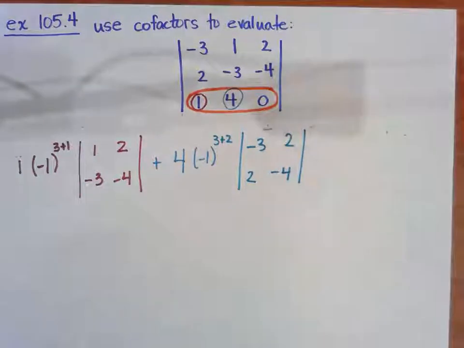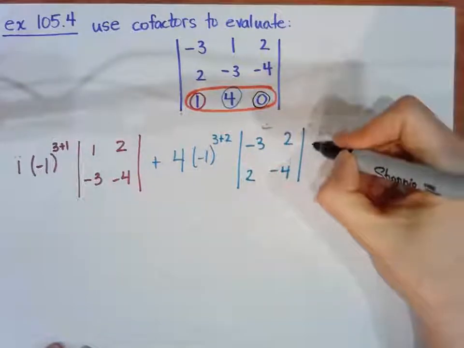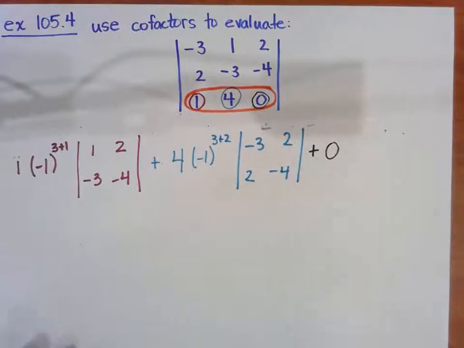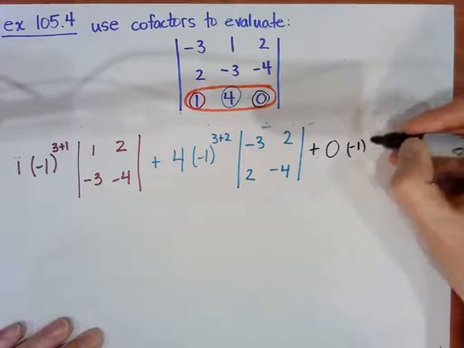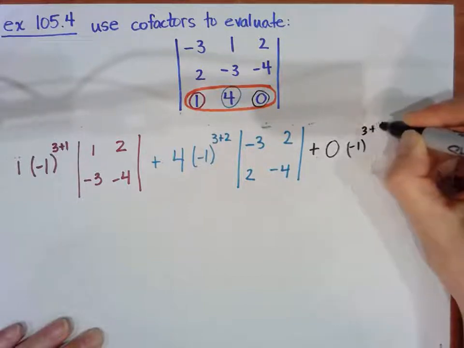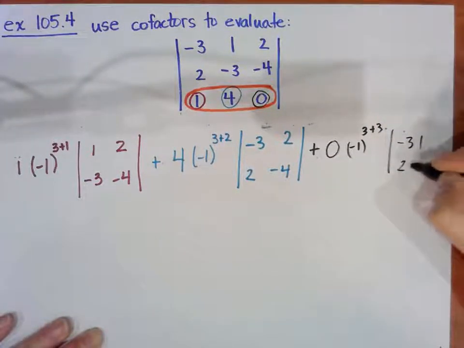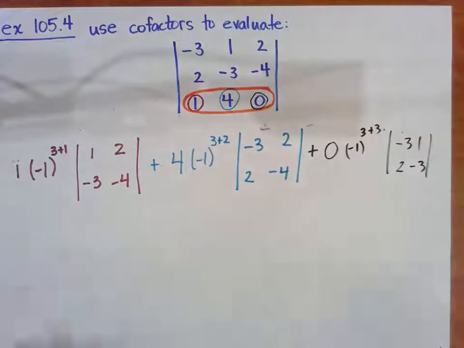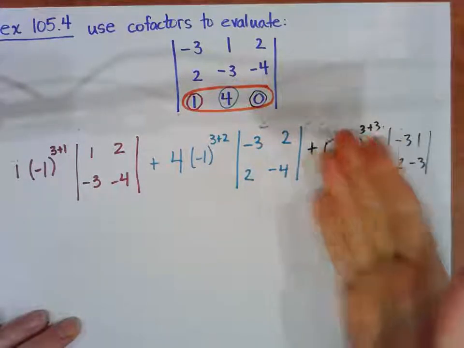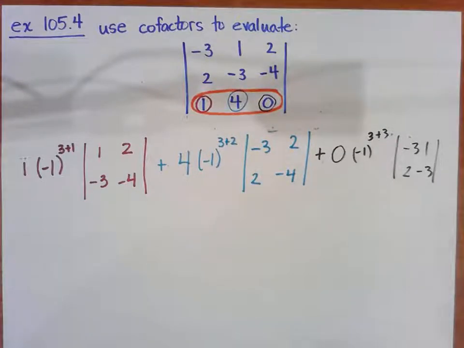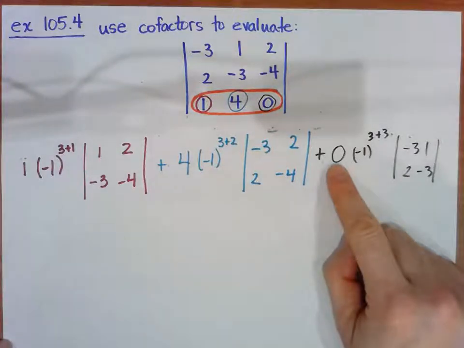And finally, plus 0 times, and at this point I just say, who cares? I mean, I'll write it in, but you don't really have to, right? It's going to be a negative 1 to the row 3, column 3. And when we eliminate the row and column, we'll have a negative 3, 1, 2, and negative 3. But this is just 0, so I didn't even really need to put any of that in there. I'm just doing it so that we can practice row, column kind of thing. But you don't need to do it because you're just going to multiply it all by 0 anyways, and it's going to go away.